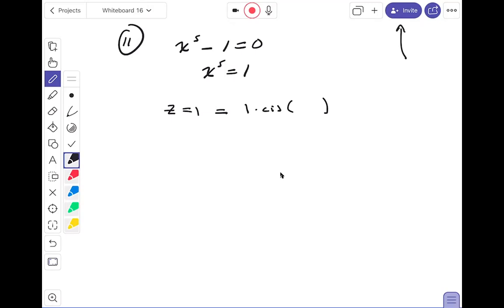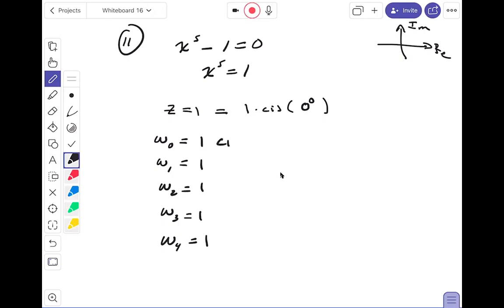I want to point out what I'm doing. I'm visualizing. This is the real. This is imaginary. And the CIS would be what? It just would be 0 degrees, right? Put this over here. All right. So why do you like degrees? It's easier for me. All right. So I can start writing the roots down. W0, W1, W2, W3, W4. Well, it's going to start out with the 5th root of 1, which is 1, CIS, CIS, CIS, CIS, CIS.